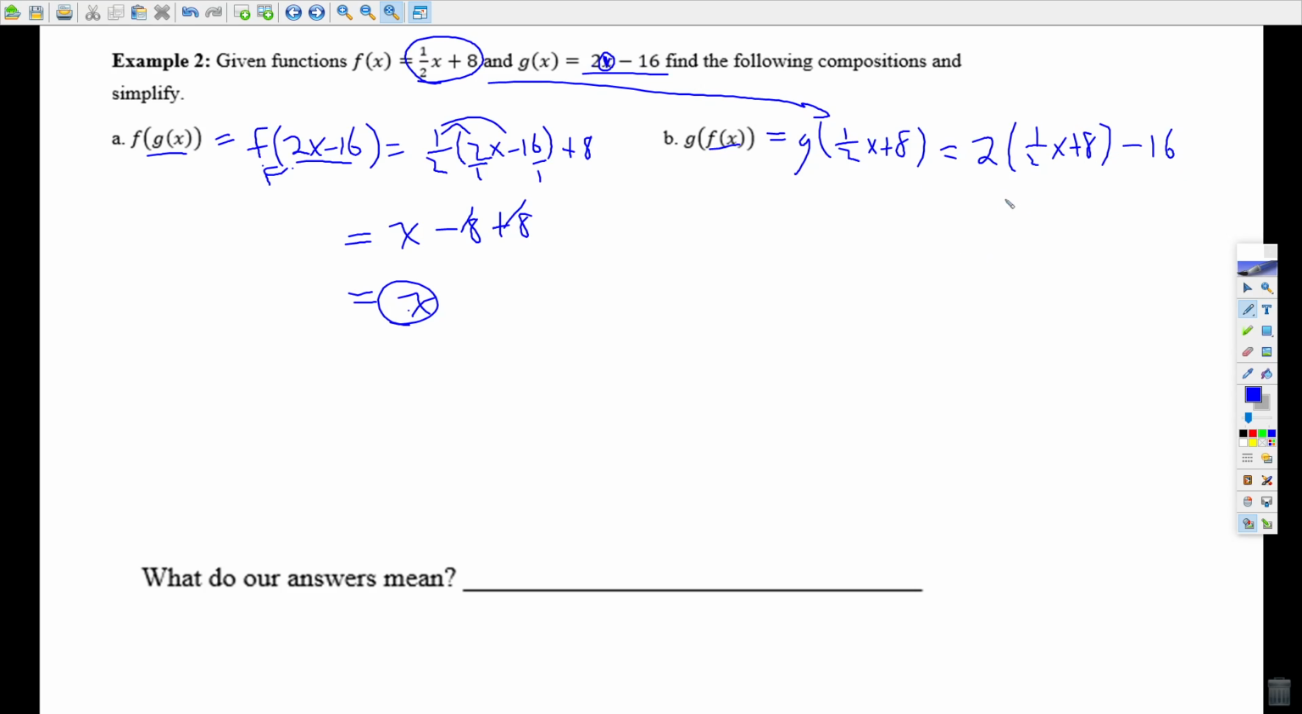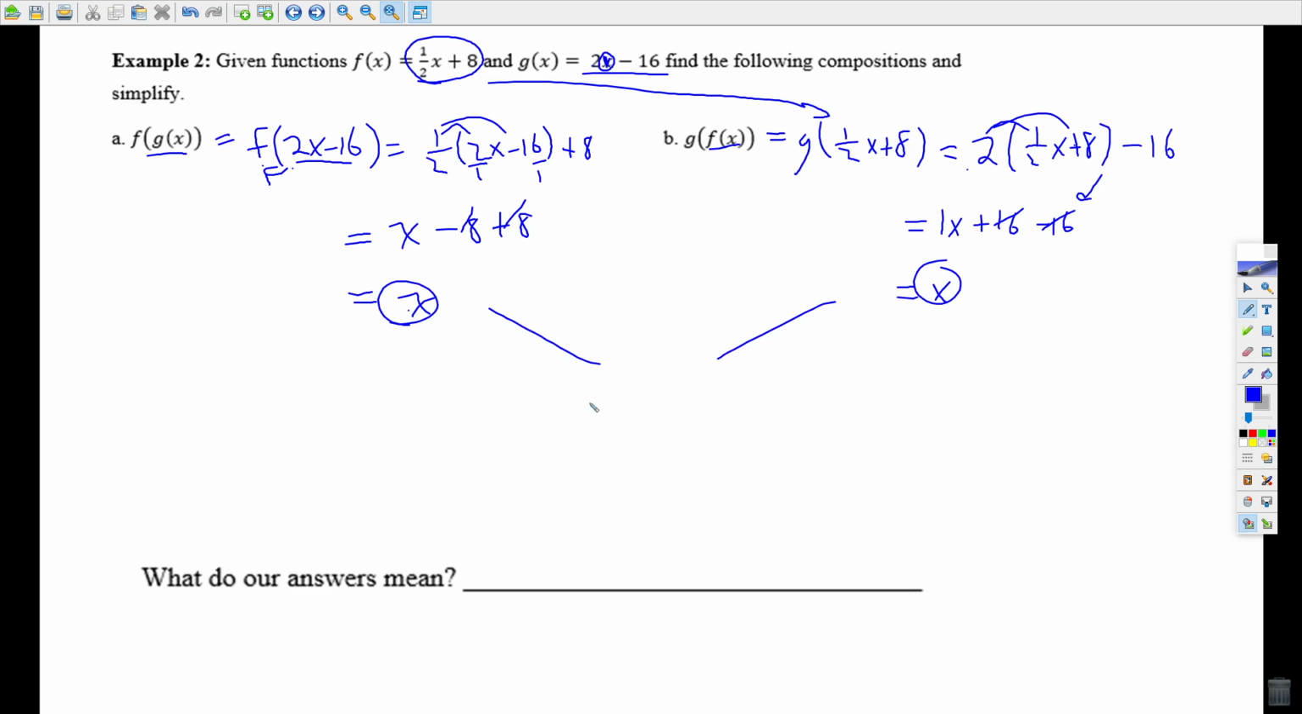And again, we're going to simplify this one and see what we get. So we're going to multiply 2 times everything. So 2 times 1/2, well, we saw that before a little bit. 2 times a half is just 1x, or you just put x, doesn't matter. 2 times 8 is 16, and then we bring down our minus 16, and look what happens again. These last two numbers here, they cross out. They're both the same, positive 16 and negative 16, so we just get x. So we got both answers of x.